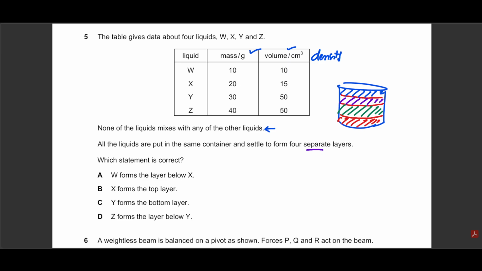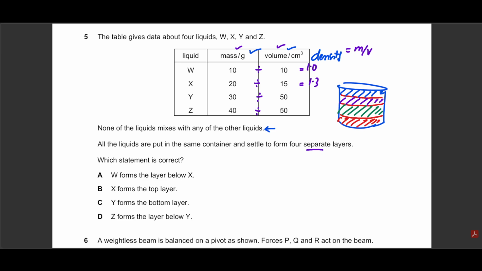So let's find out the density of each of them individually. The formula would simply be mass divided by volume. Mass is given to you, volume is given to you. So simply keep dividing all these quantities with each other and you'll get the answer. So for the first one, we have density as 1.0 grams per centimeter cube.